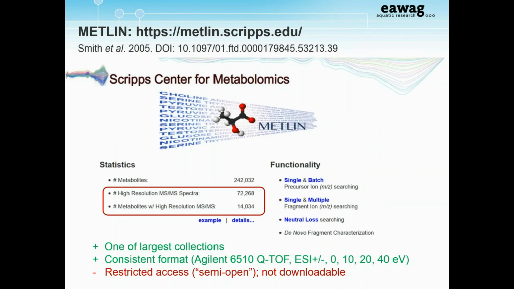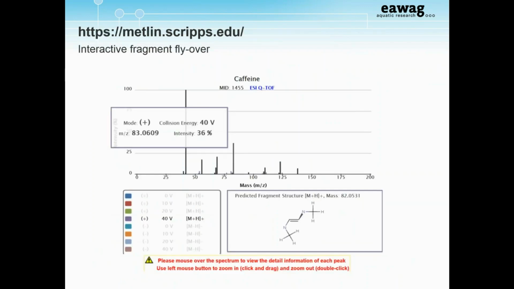They have around 72,000 spectra of around 14,000 metabolites. They are open. You can have a web interface, and if you use XCMS Online and other software, you can actually access this very well. If you have an Agilent machine, you can also get the Metlin library with it. But it's semi-open in some ways. It's not downloadable. What I do like about Metlin is you can do some nice exploratory work with their spectra, so you can have an interactive flyover and get some fragmentation information for the different mass spectral fragments.